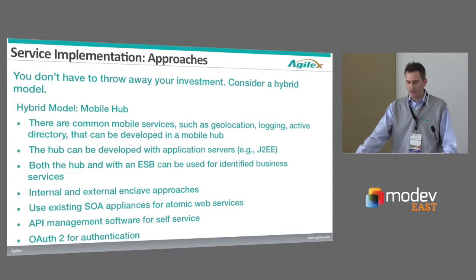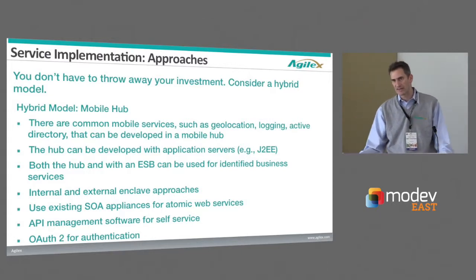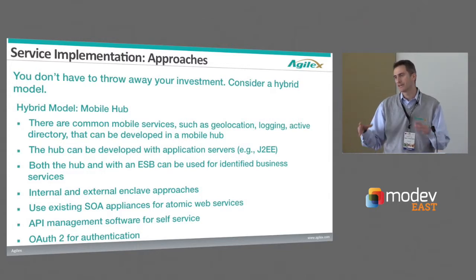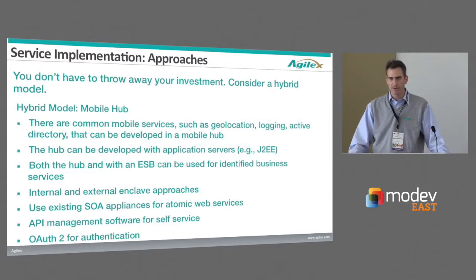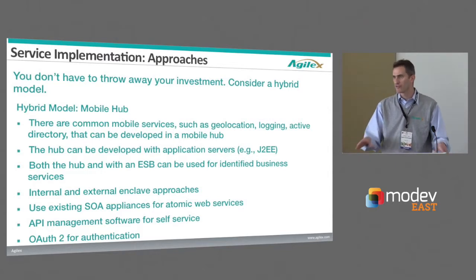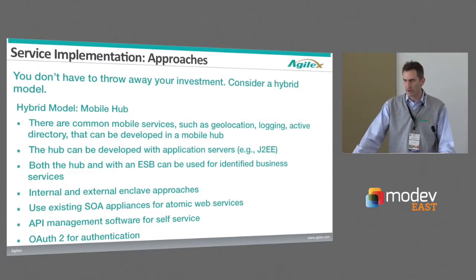You can use existing SOA appliances for atomic web services. One technique and approach I've seen is where you take the IBM suite with the use of DataPower, producing atomic web services in XML. You can still use that, but then leverage the mobile hub for more flexible, lightweight services using REST.